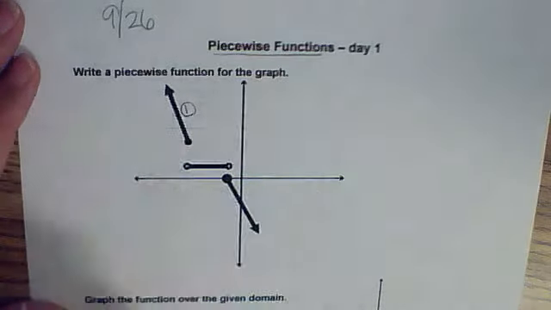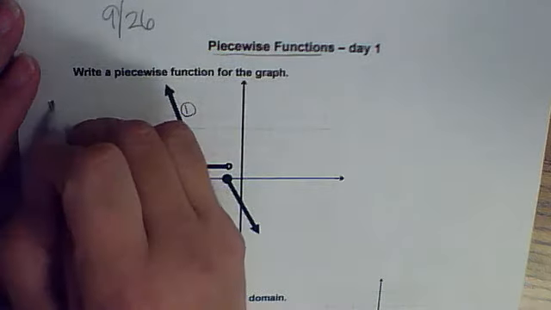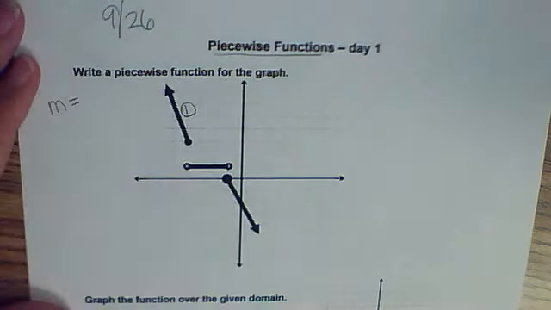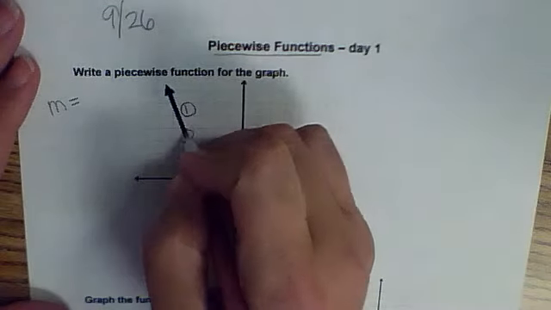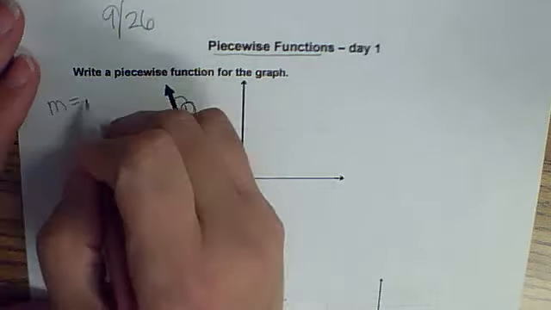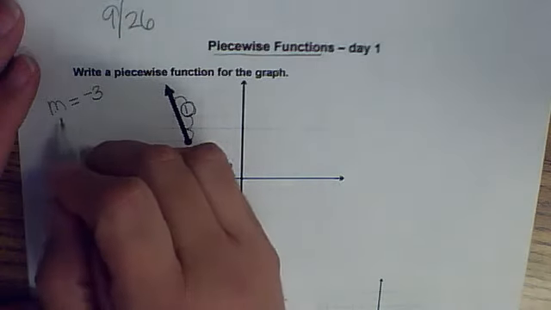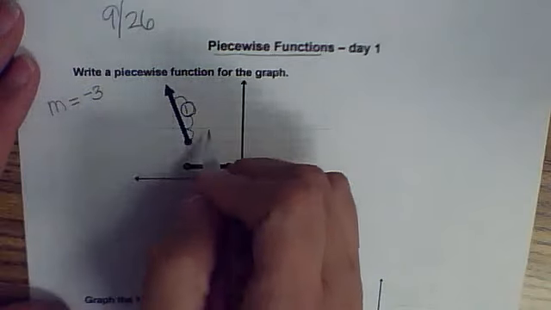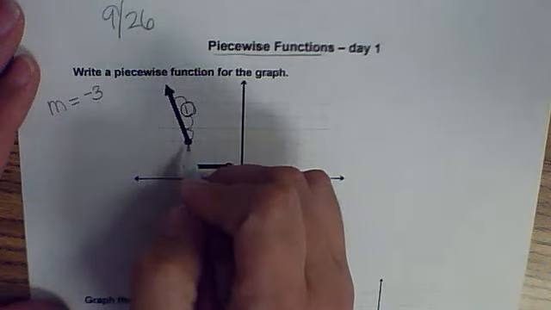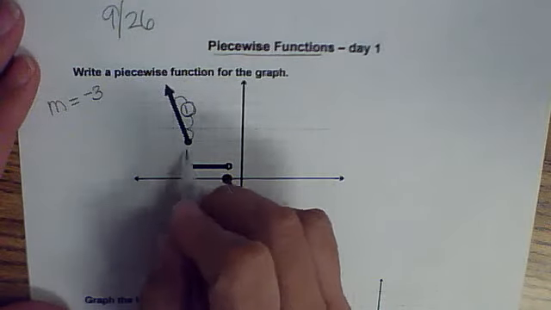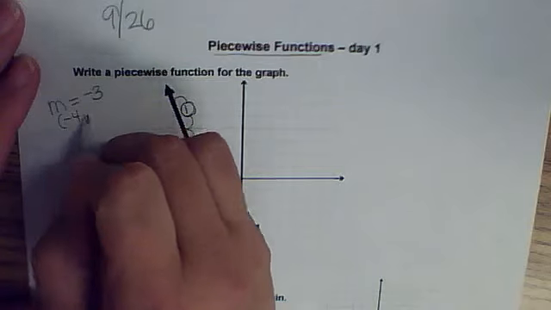We have to write the equation of that line. To do that, we have to find m first. So we find our slope. We go up 3 and left 1. That means our slope is -3. Now to write the equation of a line, you need to know slope, and we need to know a point. So we're going to use this endpoint right here. That endpoint is -4, 3.